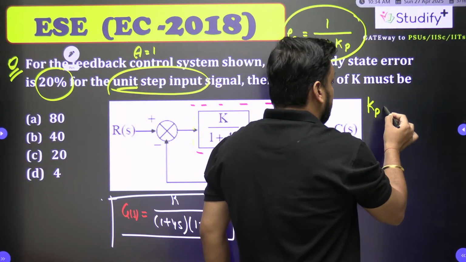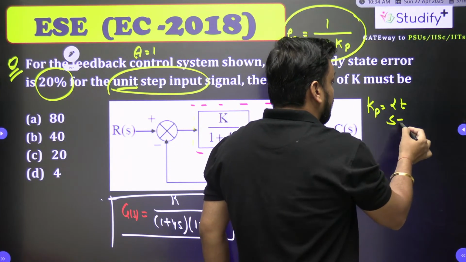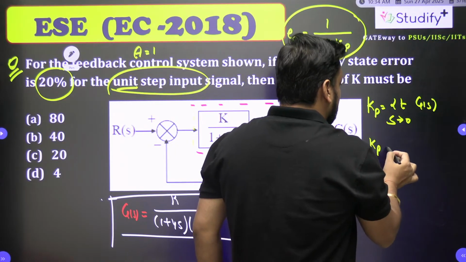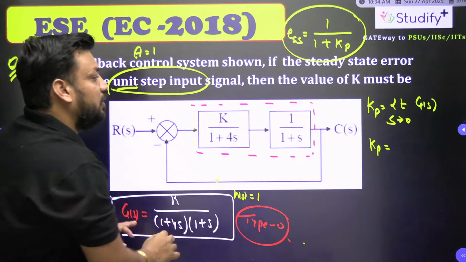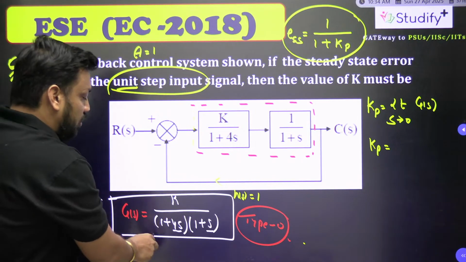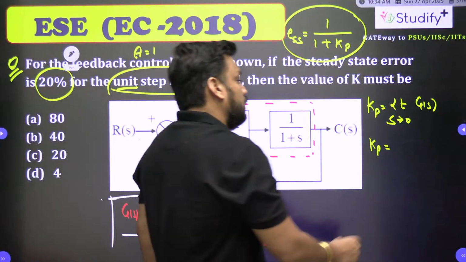So when you apply the Kp formula, it is nothing but limit s tends to 0 of G(s). If I apply this in this G(s) expression and put s equal to 0, don't you think this is 0, this is 0, 1 into 1, K upon 1 is nothing but K.